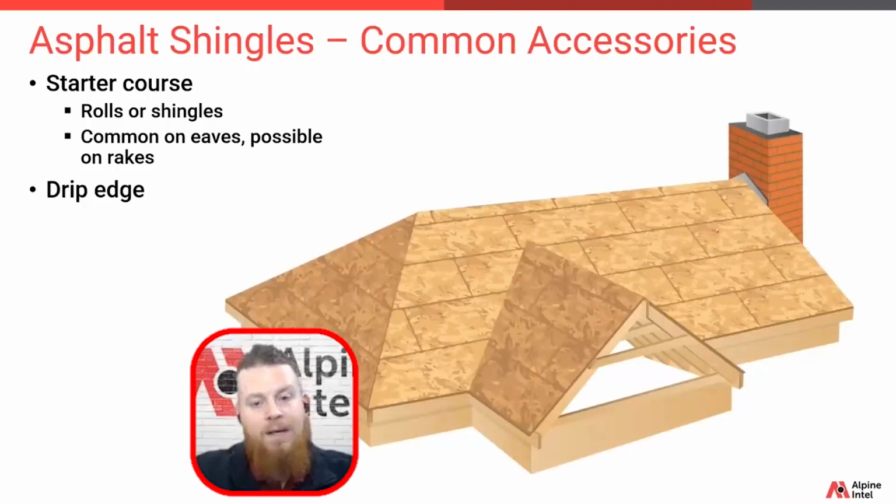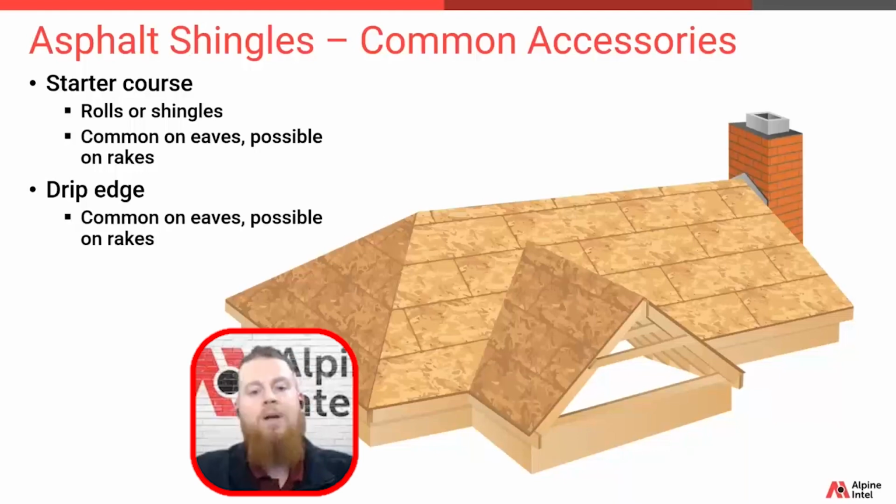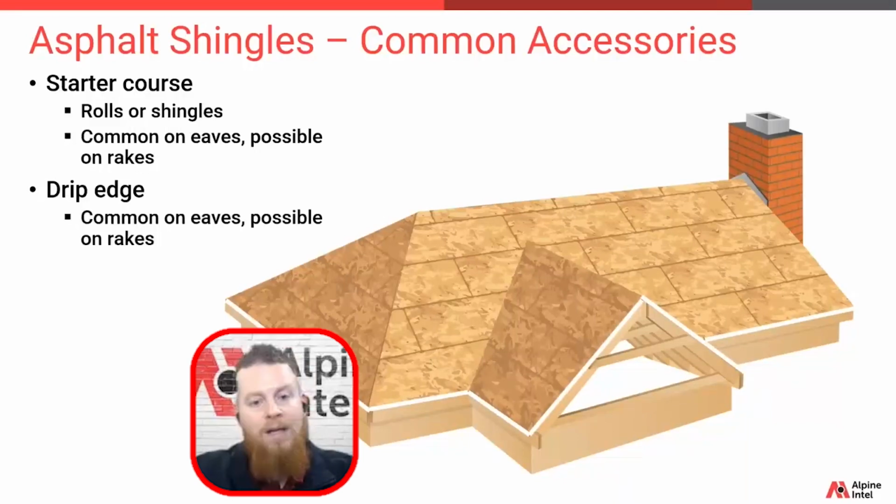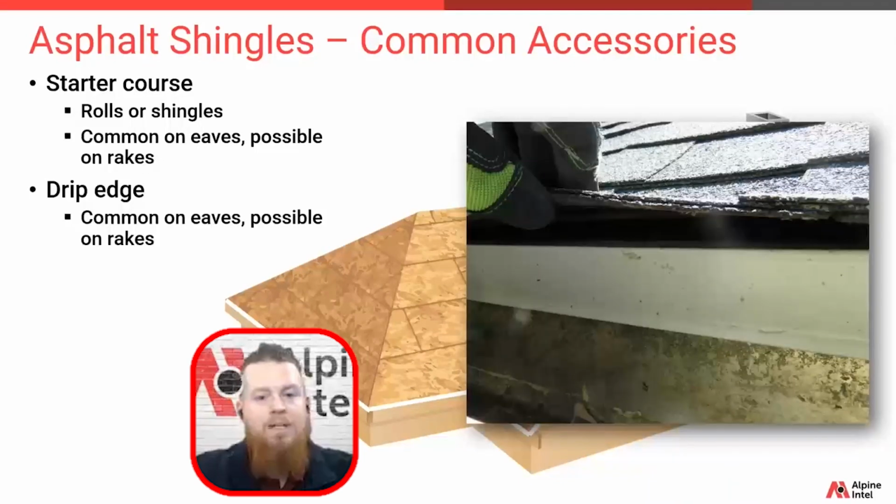Now, drip edge is another common accessory. It's installed to keep water from running down the fascia board and protects the decking from wicking water coming off the roof. Now, like starter, it's common to see this on the eaves and sometimes the rake edges. It's also becoming part of a code requirement in many areas across the country. Those roofs that don't have it now may need it in the future.